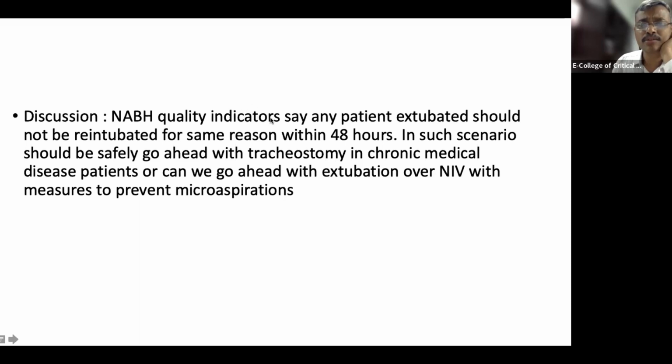SIMV has become obsolete? No, SIMV for weaning is obsolete, not for the primary mode. For the primary mode, any mode you can use: SIMV, volume control, pressure control. Inconsistent neuromuscular function, physiological. What is this? I'm not getting this. VAP. Yes, risk of VAP will be there.